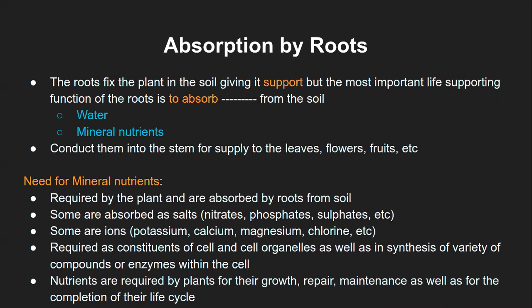And after absorption by the roots, the water is conducted to the stem, and then further to the leaves, flowers, and fruit parts of the plant. So that is the overall function. Now we are going to see two different things: why there is a need for mineral nutrients, and why there is a need for water for the roots to absorb from the soil. So first is the need for mineral nutrients.